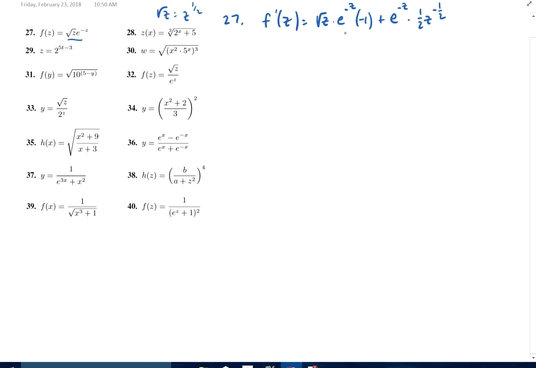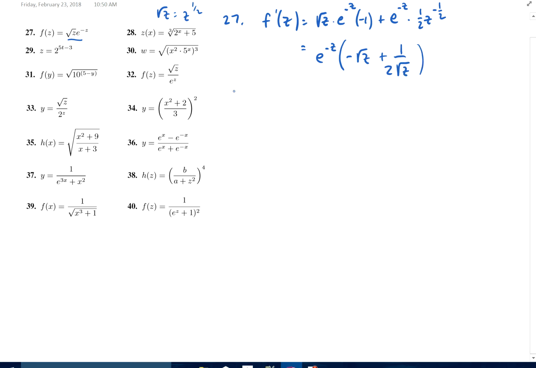Okay, I'm looking at this, and really, the only simplification you could do is if you factor out e to the negative z, you get a negative square root of z plus 1 over 2 square root of z.